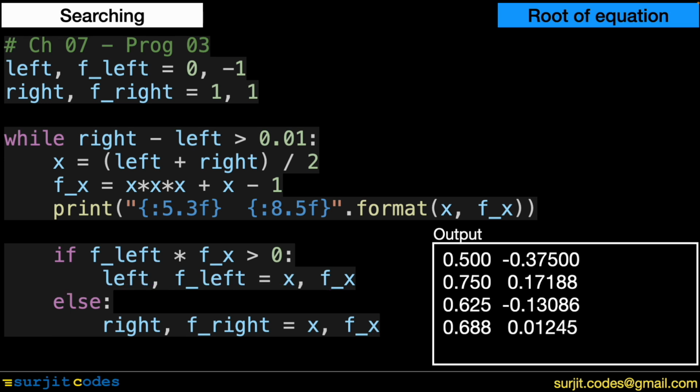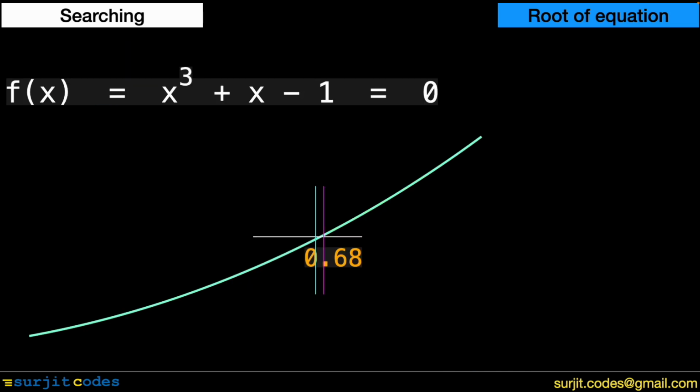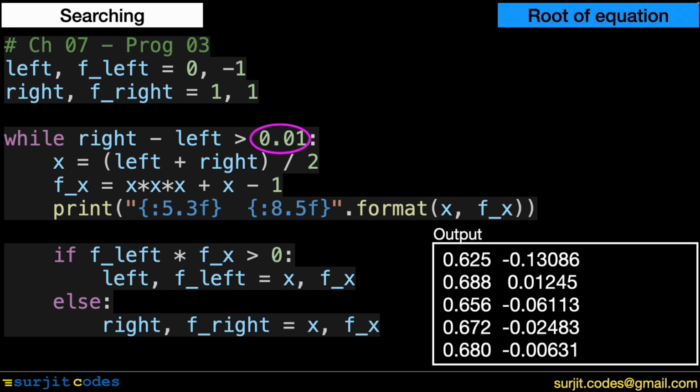In the next few iterations, x and fx values are as shown here. At this stage, gap between right and left is less than 0.01, so value of x is now correct to 2 decimal places and it becomes the required root. We may also note that value of the function at this point is practically 0. The while loop ends at this stage. If we require the root correct to 3 decimal places, we only have to reduce the tolerance to 0.001. Each decimal place requires about 3 more iterations of the loop.